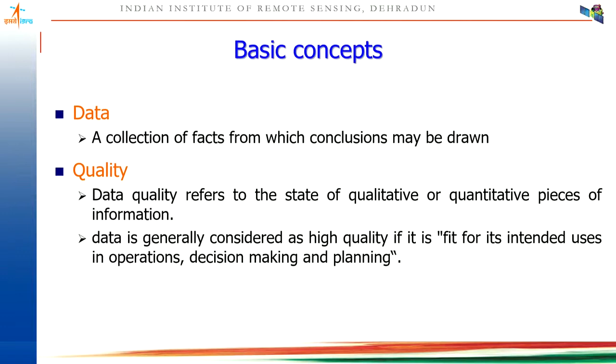Suppose you have a national level planning requirement, then you will go for 1:250,000 scale maps or maybe satellite imagery of around 50 meter spatial resolution. But if you are looking at city level planning, then you may require high resolution satellite images or high scale maps like 1:10,000 or 1:4,000 scale maps, or maybe 50 centimeter spatial resolution satellite imageries.